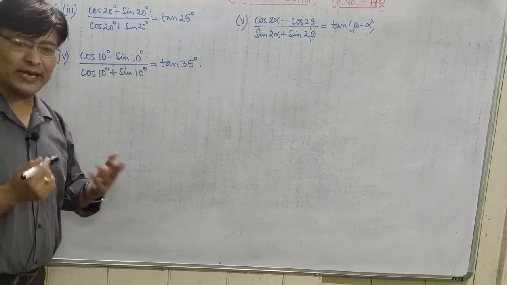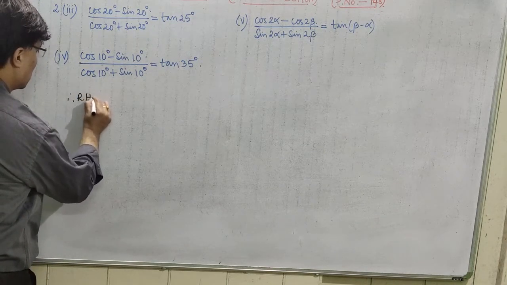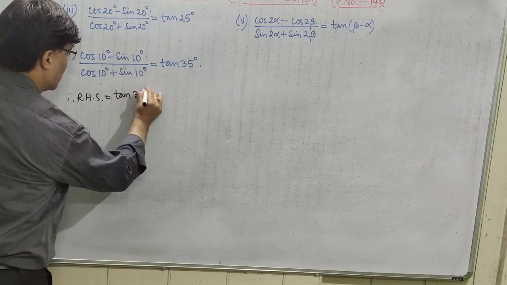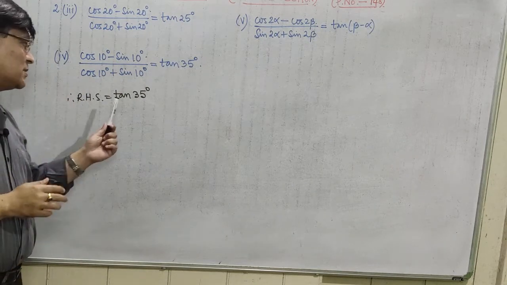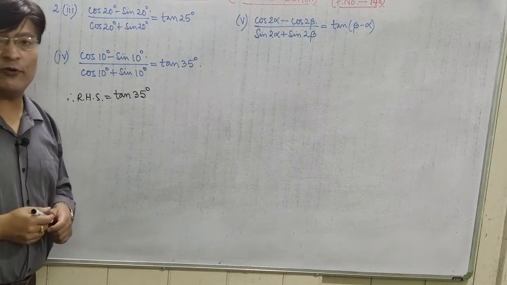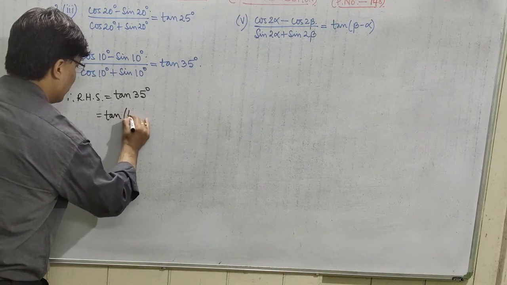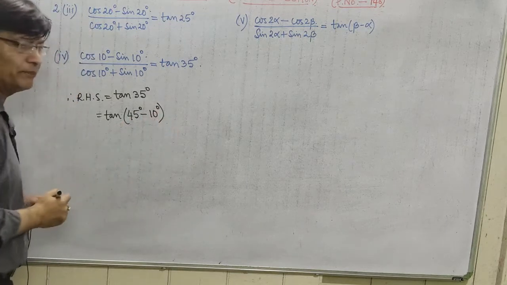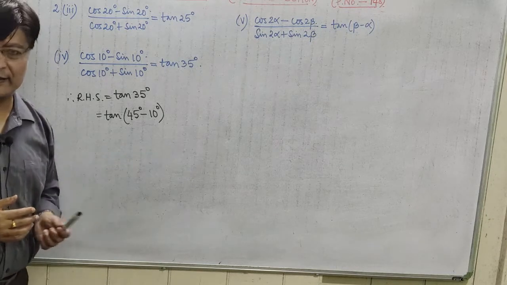So in this case, we can prove it from the right hand side also. That is RHS. RHS is equal to tan 35 degree. Okay. Since we have to prove in terms of 10 degree, this 35 degree can be written in terms of 10 degree. That is, we can write tan 35 degree as tan of 45 degree minus 10 degree. This 35 degree can be written as 45 degree minus 10 degree.